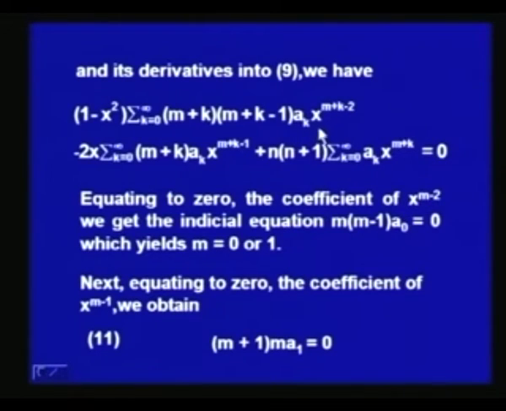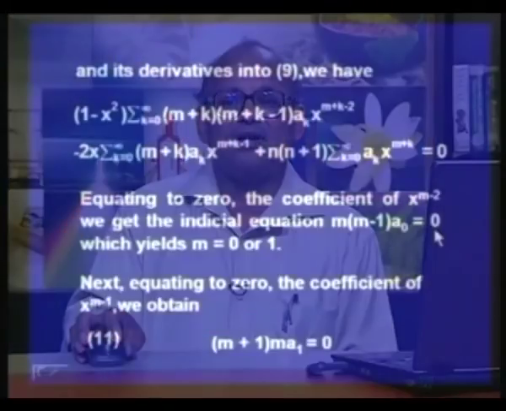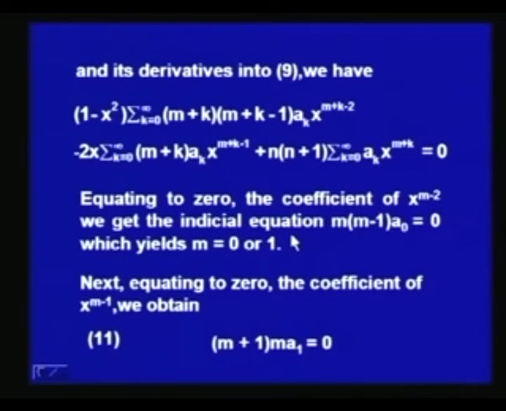When we equate the coefficient of x to the power m minus 2, that is the lowest power of x which occurs in this equation, we will get the equation m into m minus 1 a naught equal to 0. This equation is known as the indicial equation. This equation tells us that the values of m are 0 and 1, since we have assumed that a naught is not equal to 0.